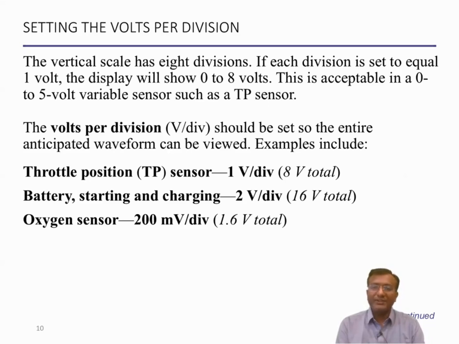Since the battery is 12 volts, generally the voltage varies up to a maximum of 14 volts. So if I set it to 1 volt per division, that will not be sufficient. I have to set it for 2 volts per division. That will give us a maximum of 16 volts on my y-axis. Whereas an oxygen sensor can take about 1.6 volts at most. It is a very sensitive device. So in that case, I can set the y-axis scale to 2 millivolts per division. So maximum I get about 1.6 volts on the y-axis.